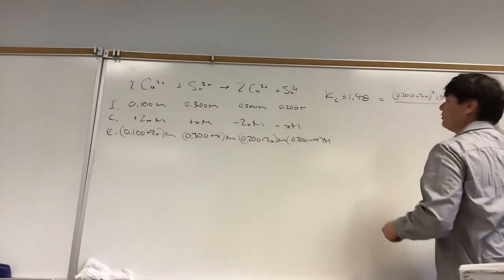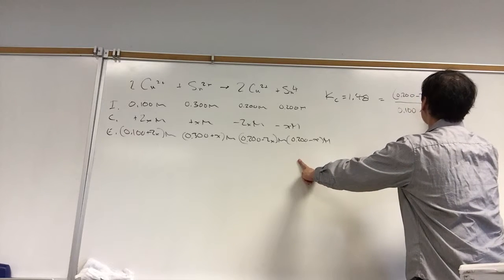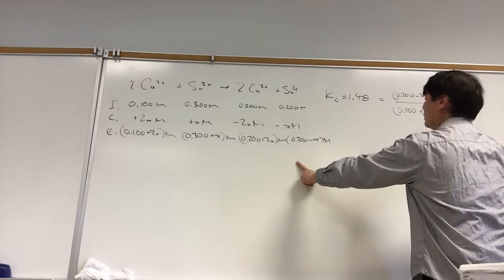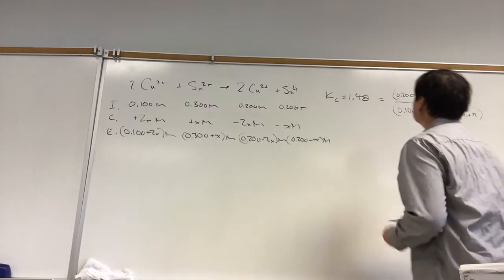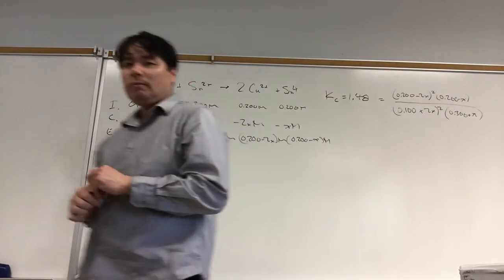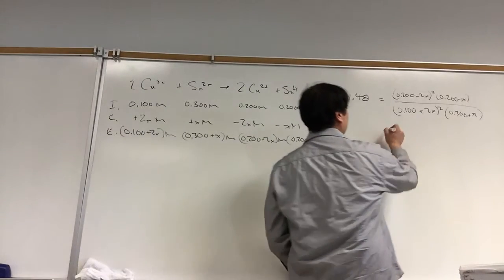0.200 minus x divided by 0.100 plus 2x squared, 0.300 plus x. And so one of the tricks that we learned was the simplifying assumption. If the change is going to be small, which we expect the change to be small here, right? And so we can do the SA.